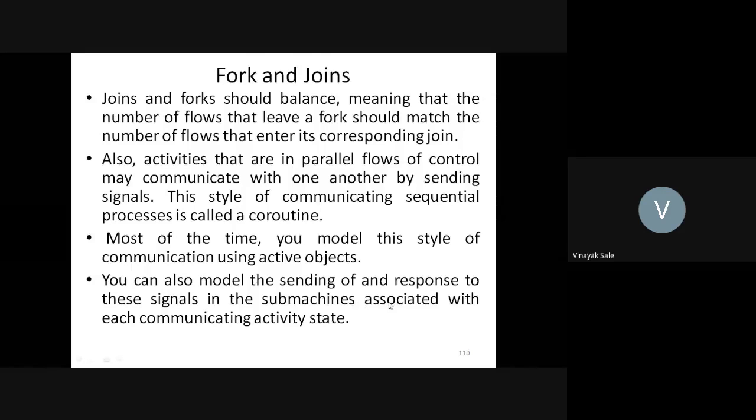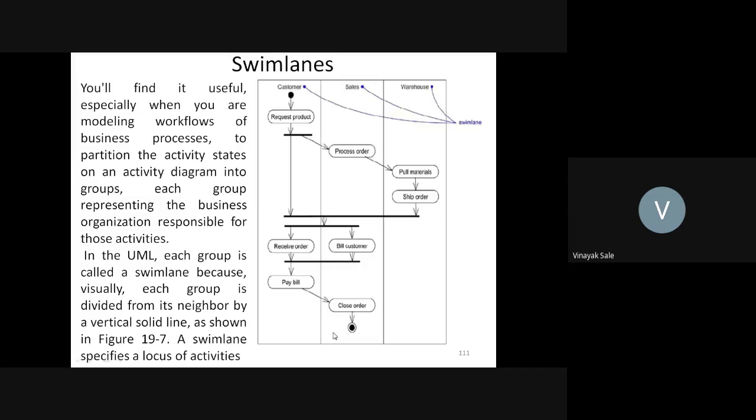Signals in the submachines associated with each communicating activity state. So then swim lanes, you will find them useful especially when you are modeling workflows of business processes, to partition the activity states of an activity diagram into groups, and each group represents the business organization responsible for those activities. So in UML, each group is called a swim lane.